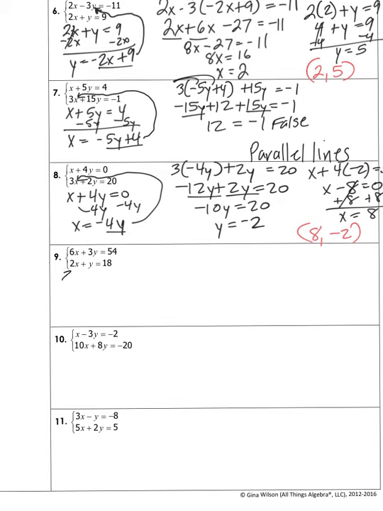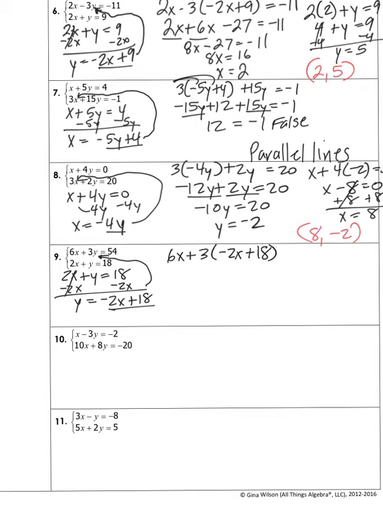The bottom equation looks easier to solve for a variable, so I'm going to choose that. And subtract 2x from both sides. And y equals negative 2x plus 18. Now I'm going to take what y equals and plug it into the first equation and solve for x. So 6x plus 3 times (negative 2x plus 18) equals 54. Distribute, that's negative 6x plus 54 equals 54. Bring down the 6x and 54.